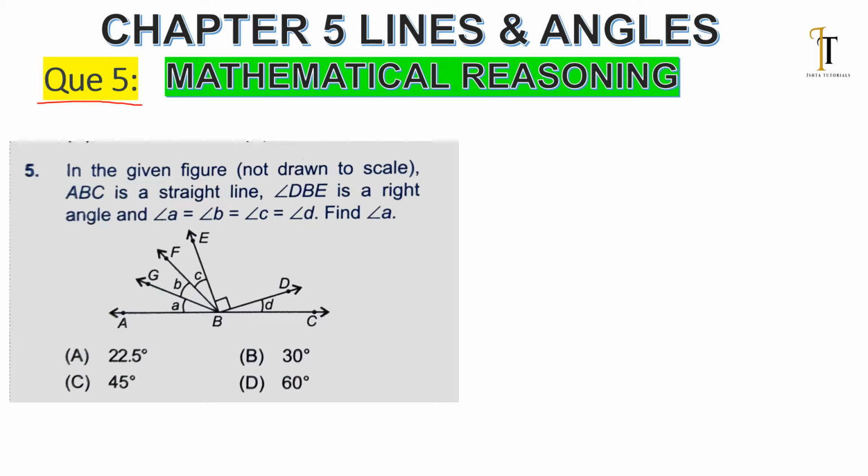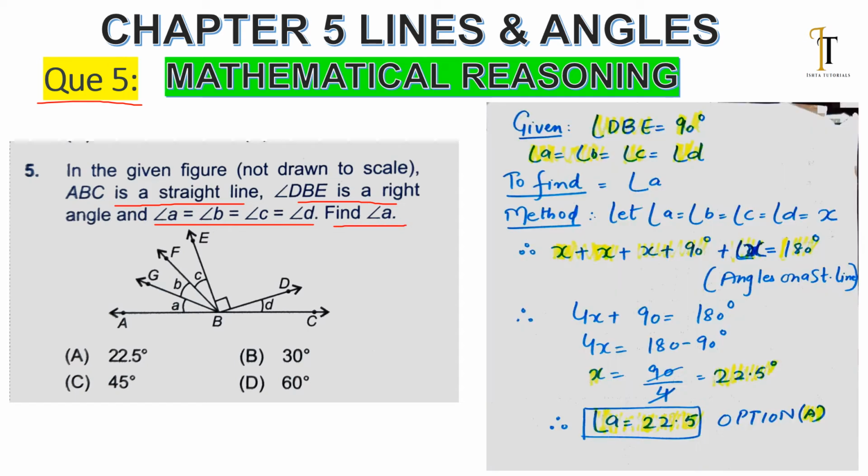Question number 5. In the given figure, if ABC is a straight line and angle DBE is a right angle and angle A is equal to B is equal to C is equal to D, find the value of angle A. So students, let's check in the solution. Here it is given angle DBE is equal to 90 degrees and angle A is equal to B is equal to C is equal to D, and you need to find the value of angle A. Let's say all the angles be X.